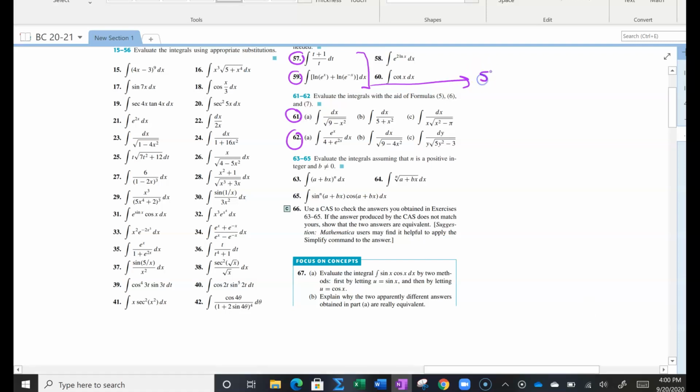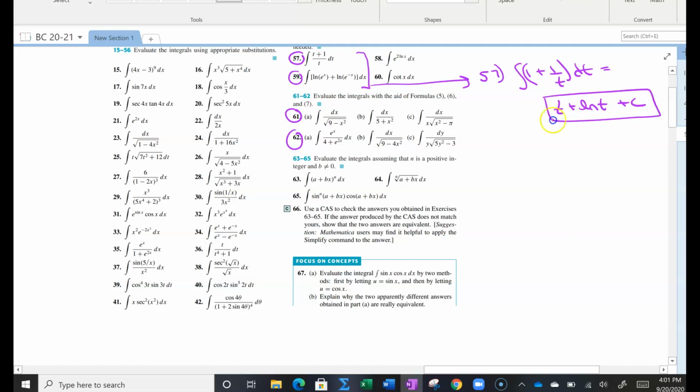Actually, I just looked at 57 here more carefully. This antiderivative, if you modify it algebraically to look like this, I split those two terms. Now, if you look at those two terms, you can just take the antiderivative in reverse. So this is going to be t plus the natural log of t plus c.